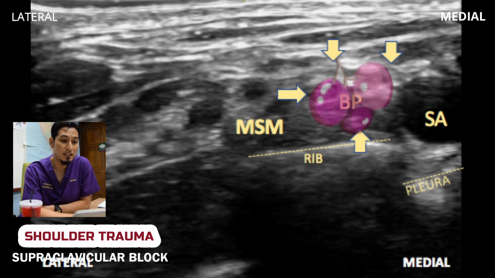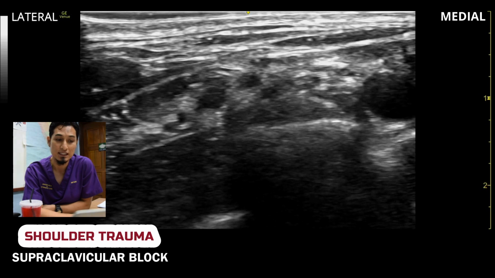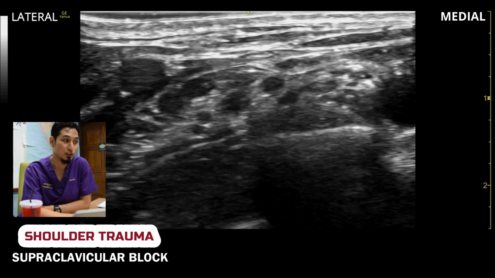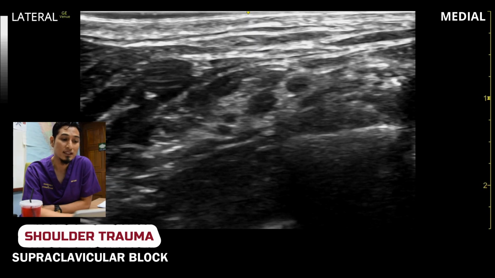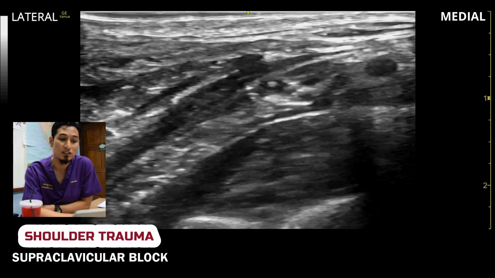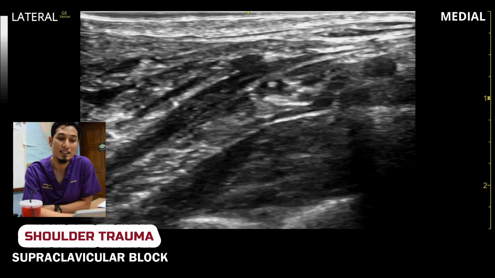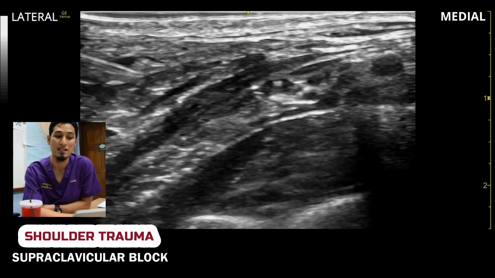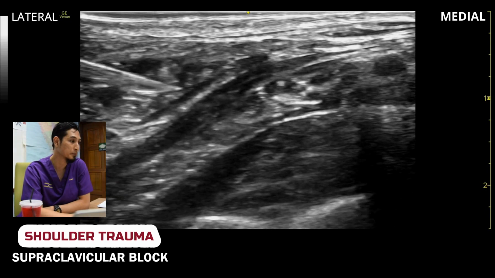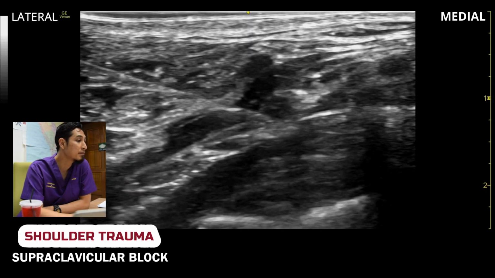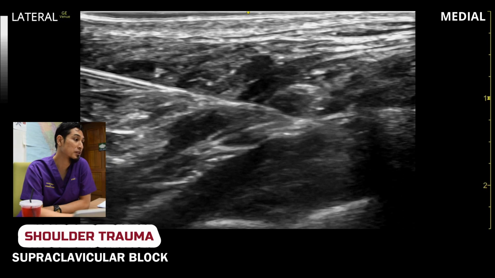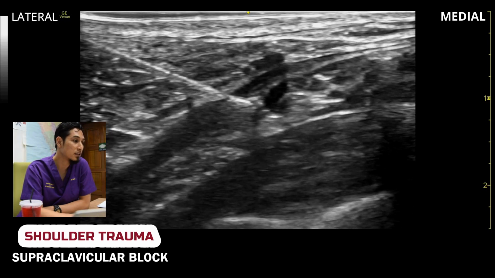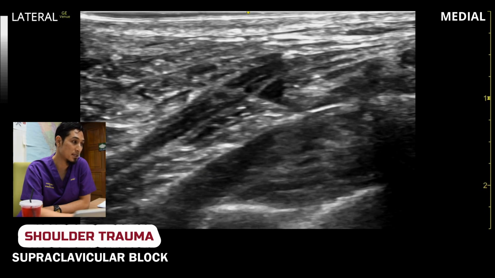We are using a Stimuplex 360 50mm needle using an in-plane approach. To visualize the brachial plexus, the transducer is oriented in the sagittal plane until the first rib is seen deep to the plexus and the artery. So we aim first to deposit the LA at the inferior trunk of the brachial plexus.